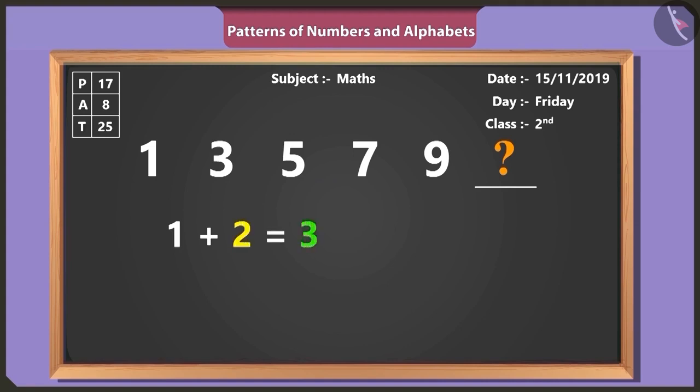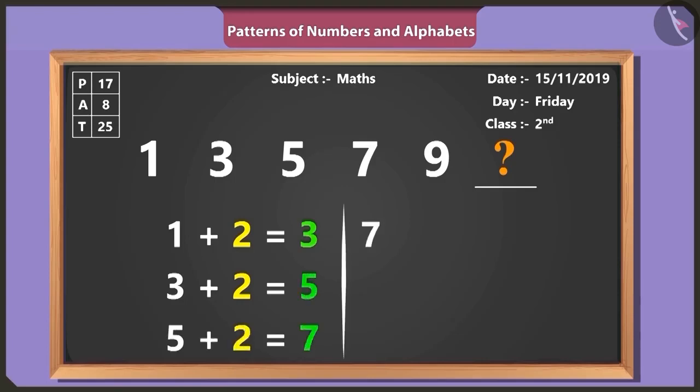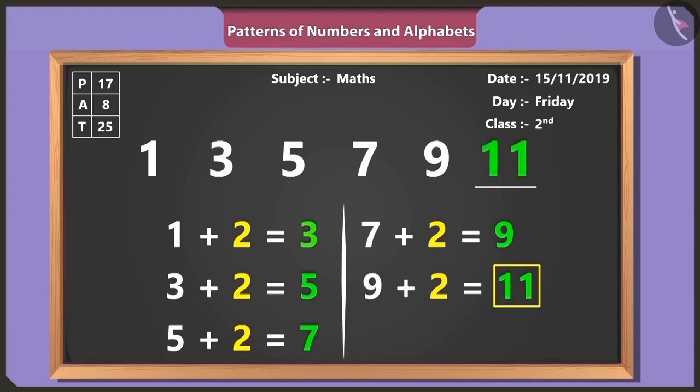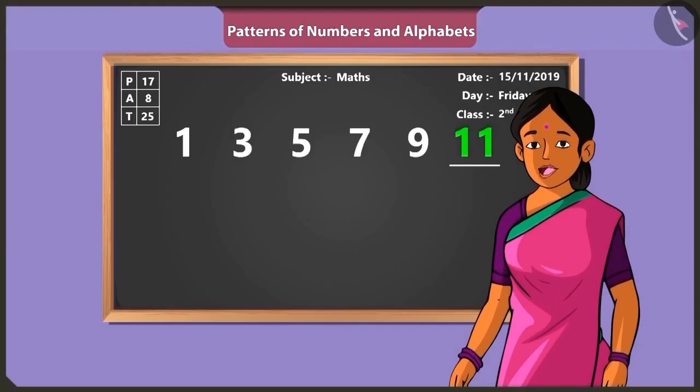By adding 2 to 1, you get 3. And this is how the pattern builds up. Yes, 2 added to 3 gives 5. 2 added to 5 gives 7. 2 added to 7 gives 9. And 2 added to 9, the result is 11. Yes, therefore 11 comes after 9 in this pattern.